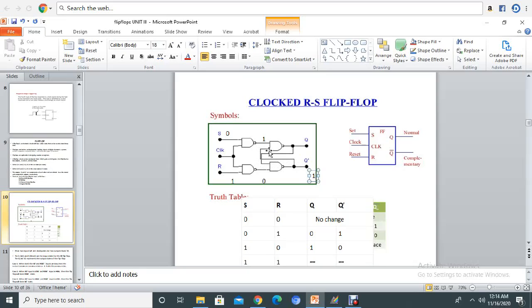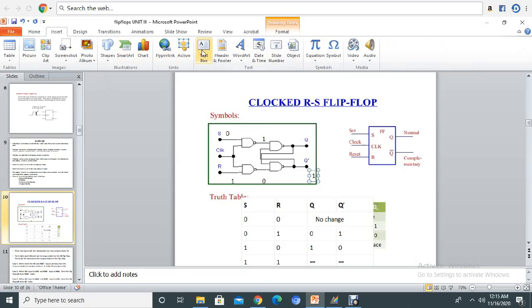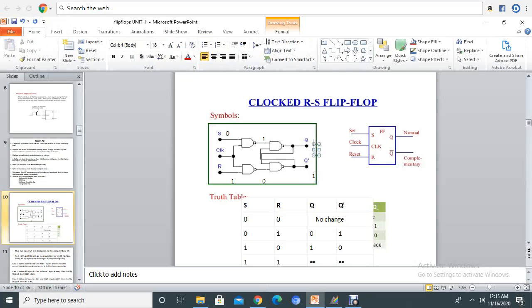So now we have 1. Here also 1. In the second input also we have 1. So both inputs are 1, so we will get Q is equal to 0. So if S is equal to 0, R is equal to 1, then the output will be 0.